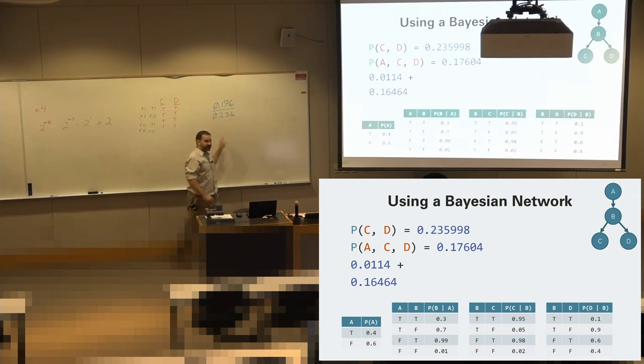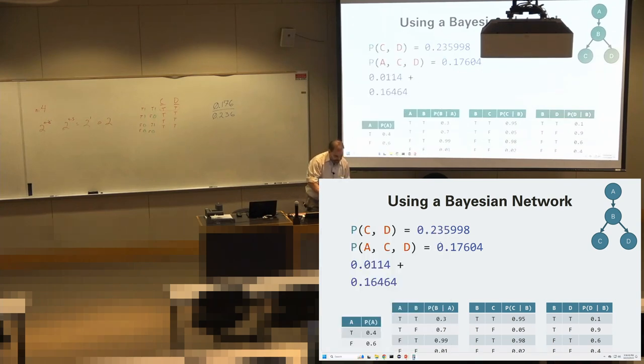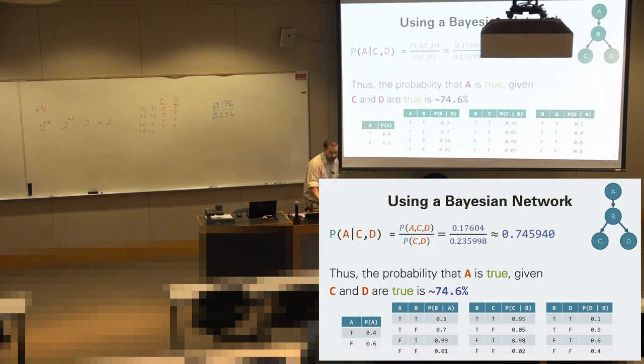Once again, that just becomes a little bit of ugly decimal division. 0.176 divided by 0.236. And so the probability of A being true, given that we have observed C and D being true, is 75%, or 74, you know, going on there, right?